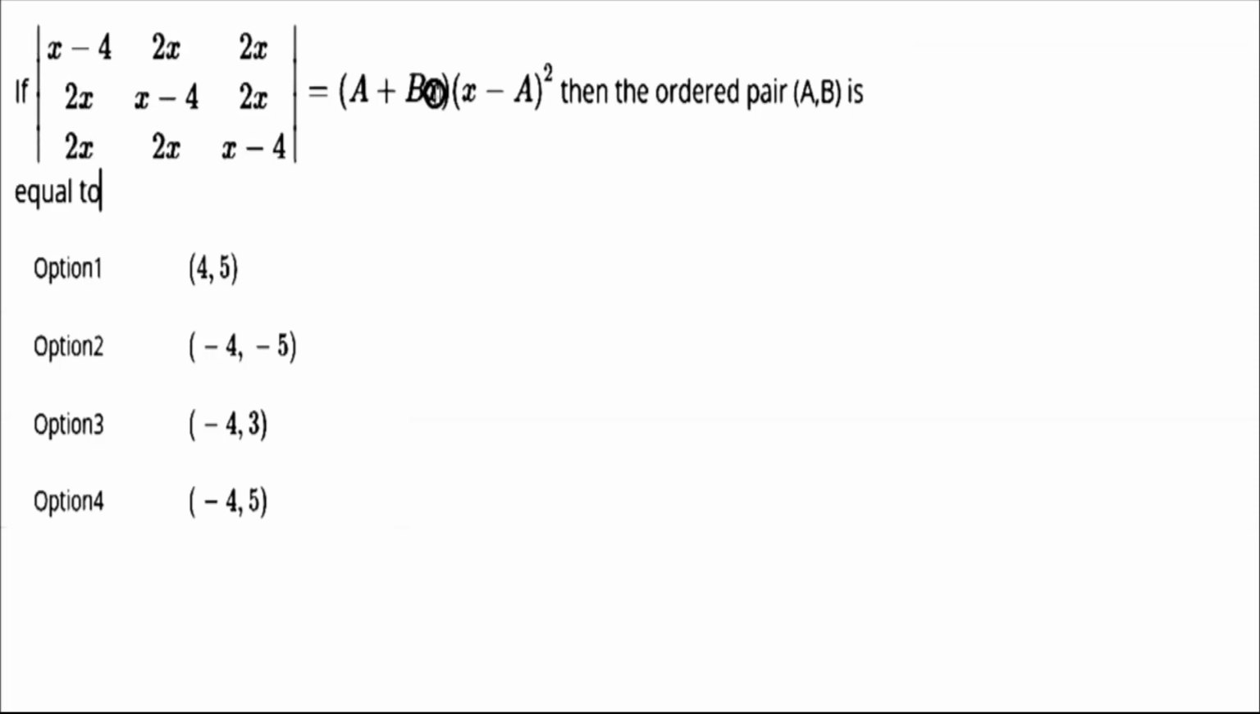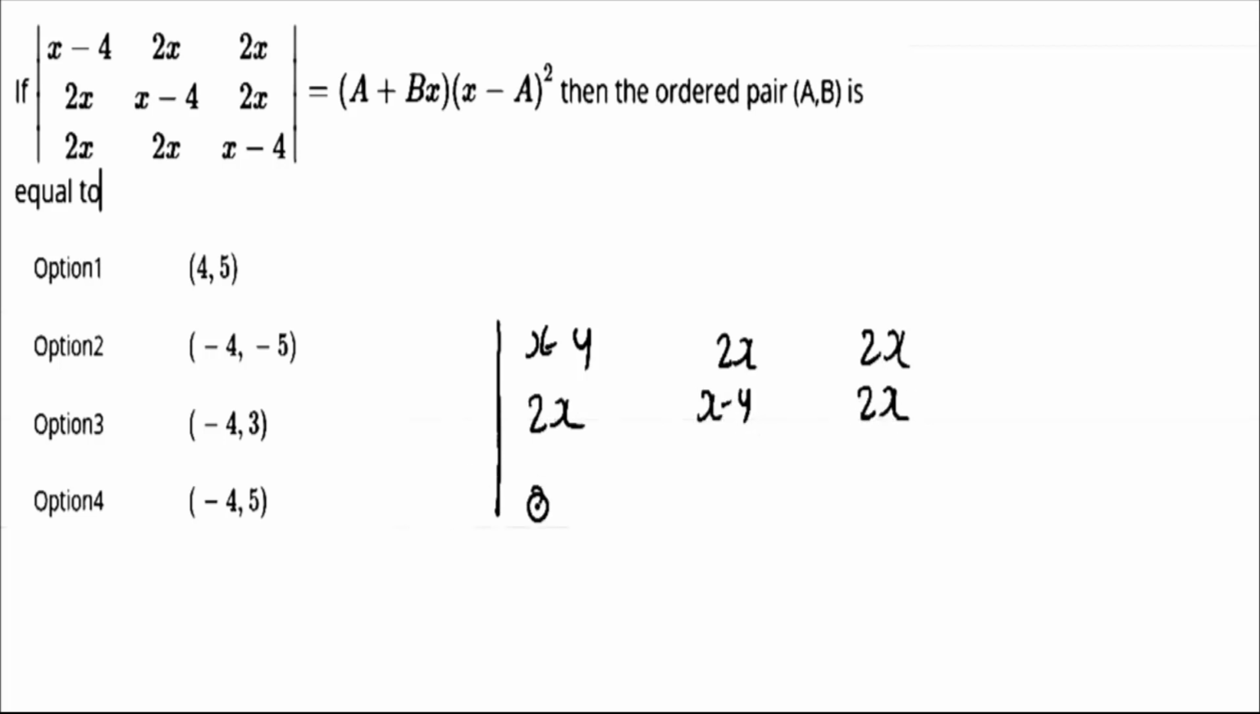Hello guys, so in the question this determinant is given to us and the value of this determinant is (a plus bx)(x minus a) whole square. Then we have to find the pair a comma b. So first write this determinant. So the determinant is x minus 4, 2x, 2x; 2x, x minus 4, 2x; then 2x, 2x and x minus 4.